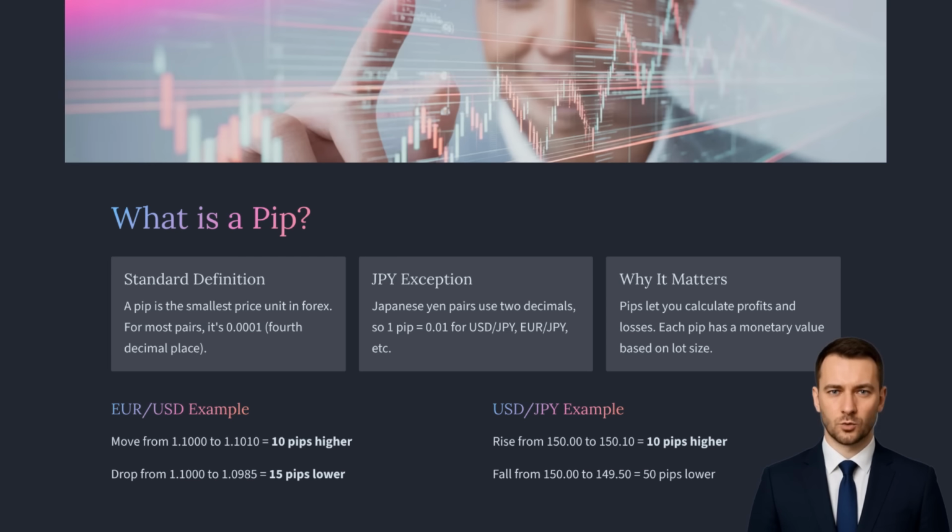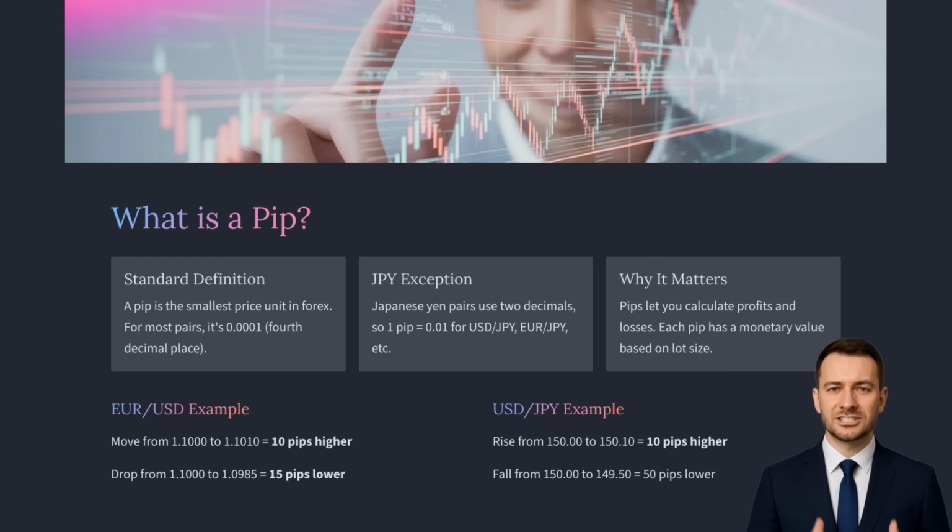Also, if you trade a pair where USD is not the quote currency, the pip's dollar value will differ. For example, at an exchange rate of about 119.80 for USD/JPY, 1 pip, or 0.01, is worth roughly $8.34 for a standard lot, not a full $10, due to the USD/JPY rate.